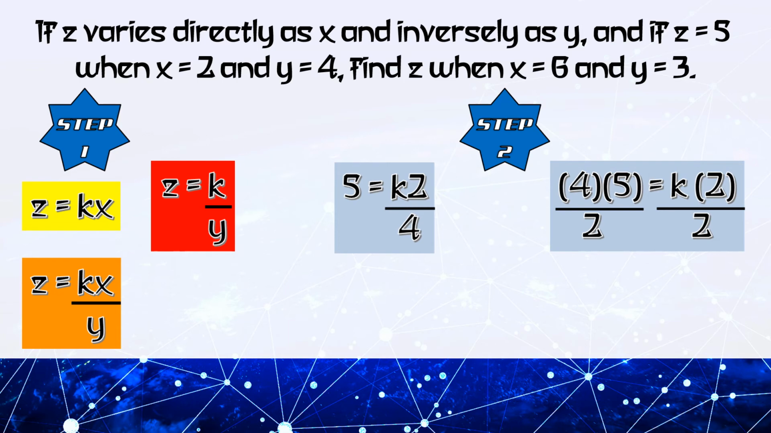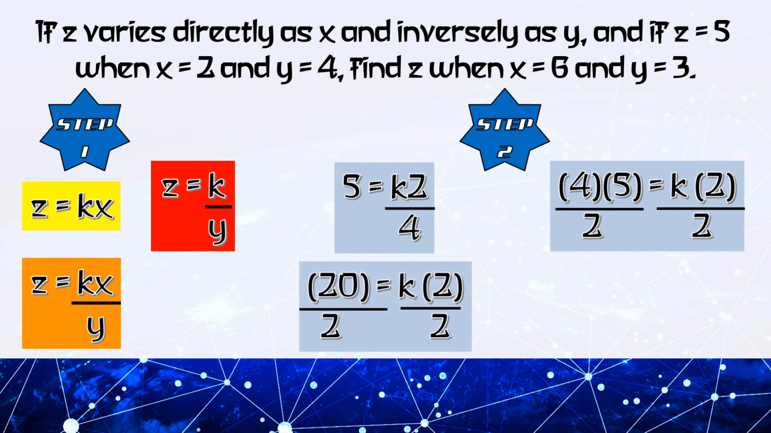And then, i-divide natin siya, both sides by 2, using the multiplication property of equality. Okay, 5 times 4 is 20. Over 2, we will cancel 2 here. The value of the constant is 10. So yung value na 10, gagamitin natin siya sa step 3.